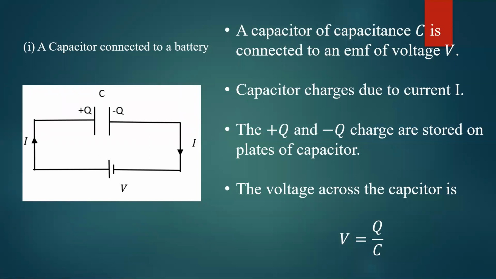Okay, basically it contains two plates, two parallel plates. One plate will be charged with positive charge, another plate will be charged with negative charge. What will happen? Plus Q and minus Q charges are stored on the plates of the capacitor.